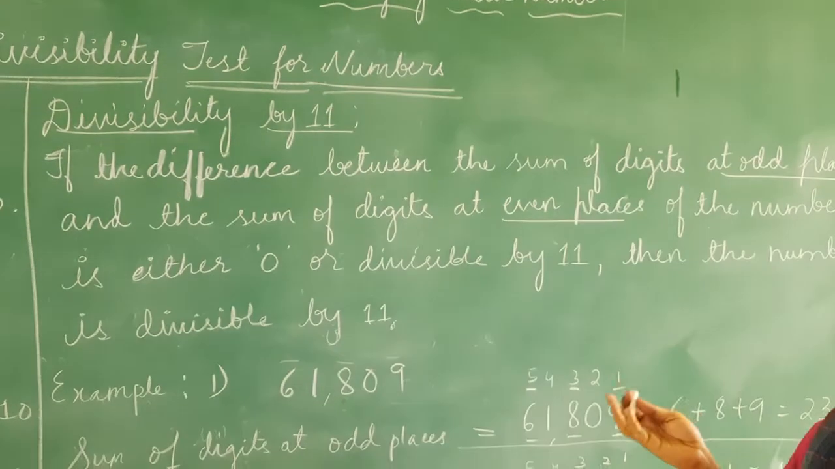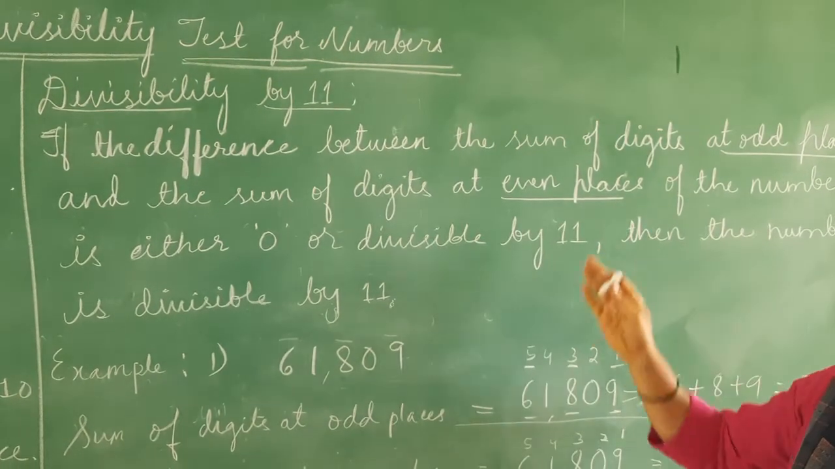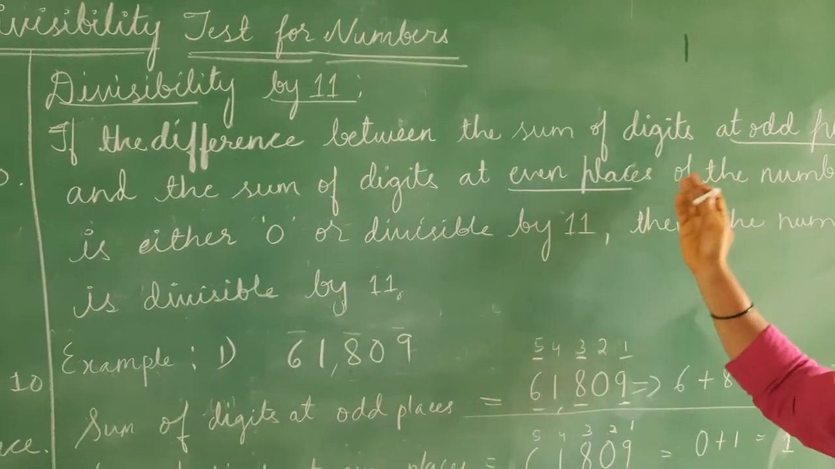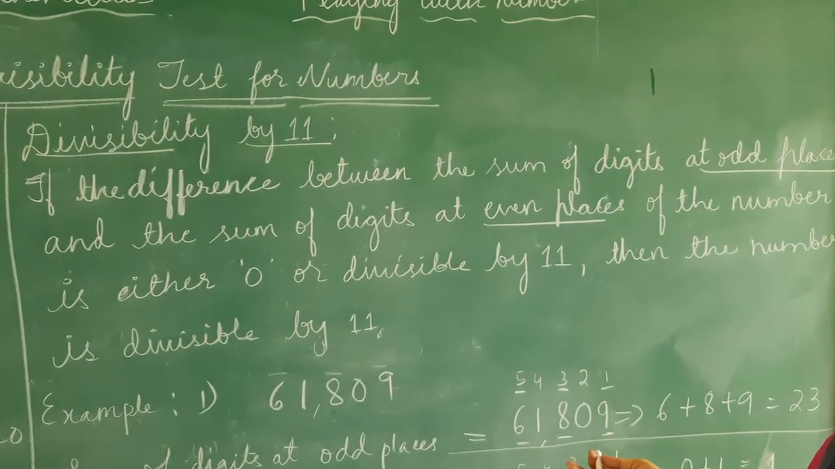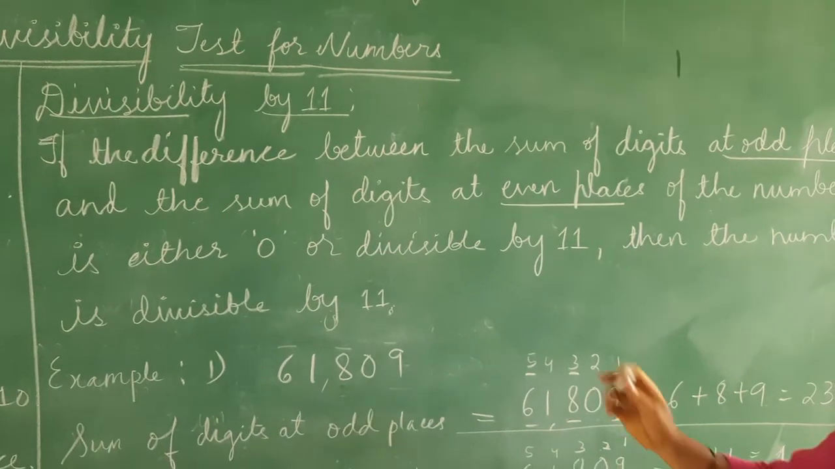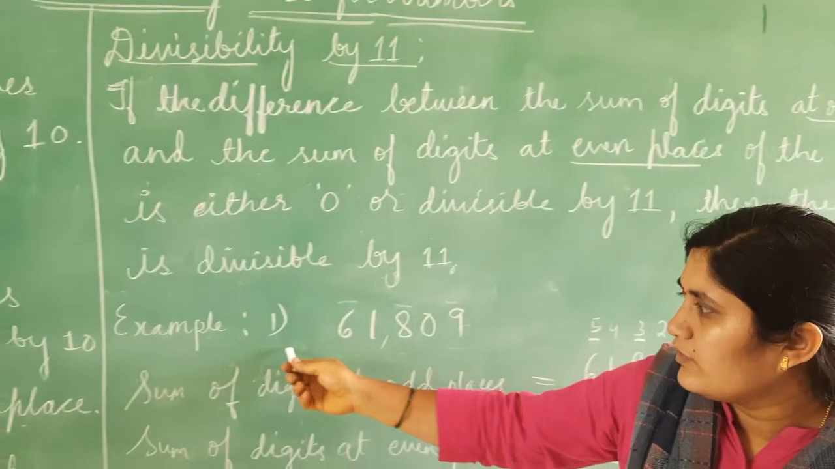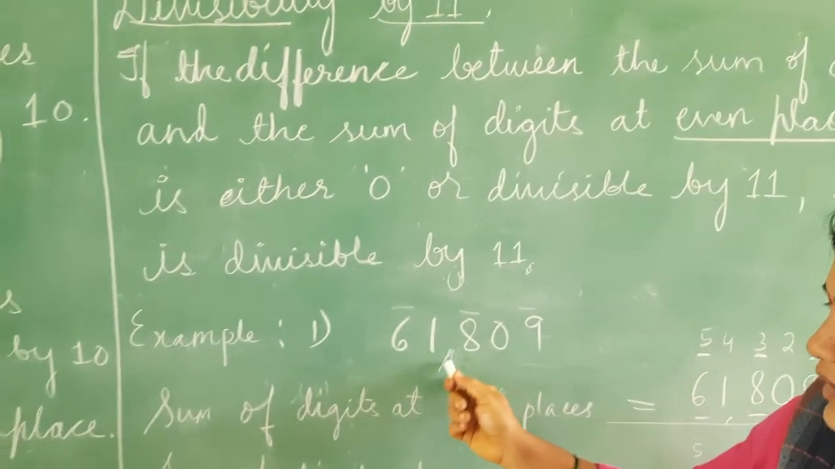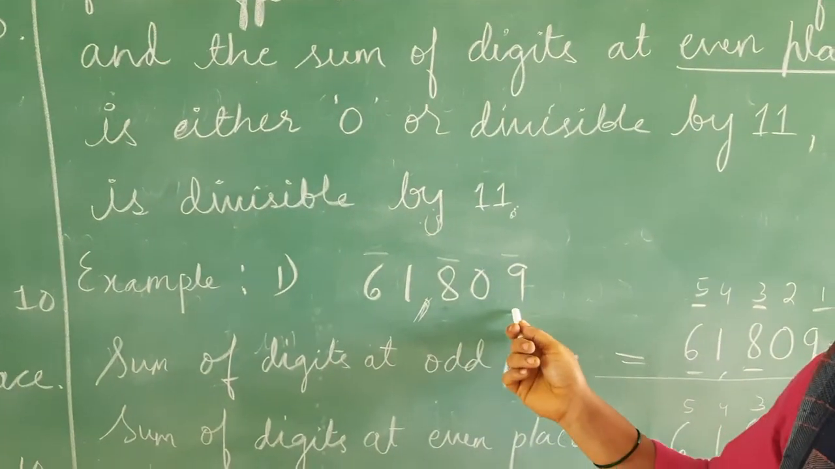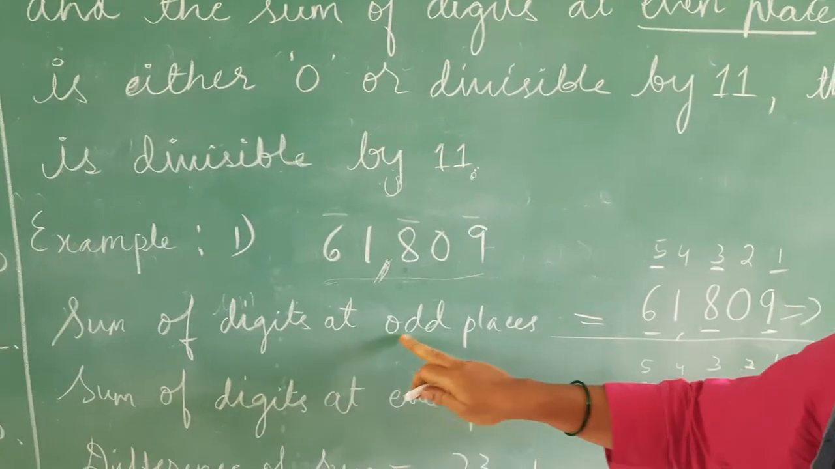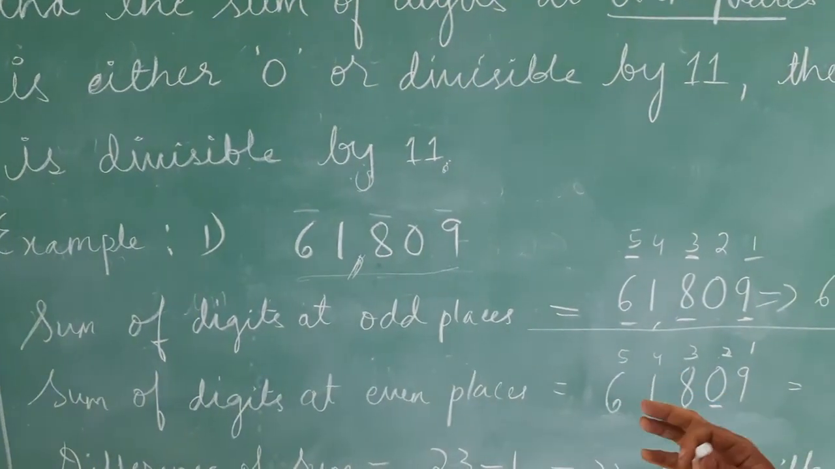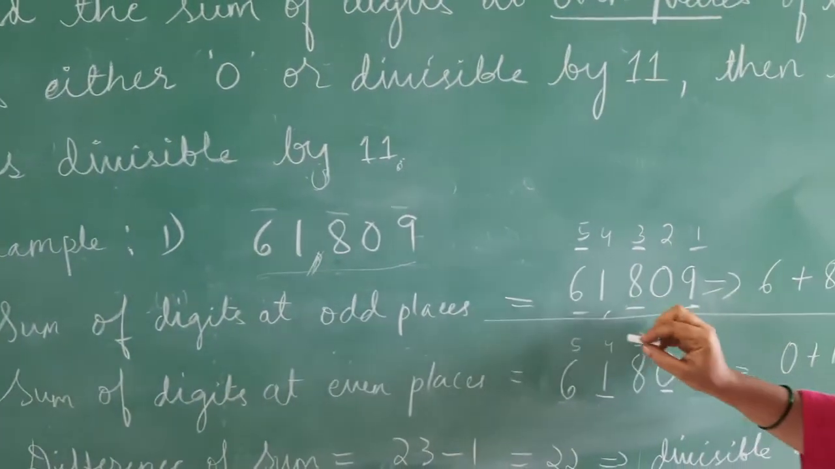That means for any number given to you, first we should check what the digits at the odd and even places are, then add those separately, then take the difference. Let me solve the example first. First one, 61,809. This is the given number. First, the sum of the digits at odd places. You may wonder what an odd place is. Let me show you the odd places.